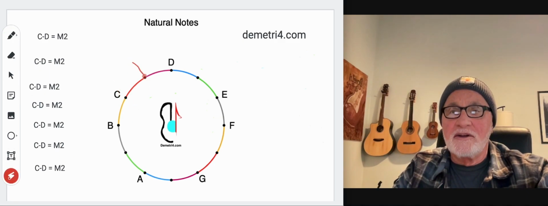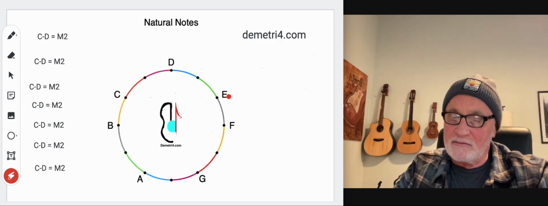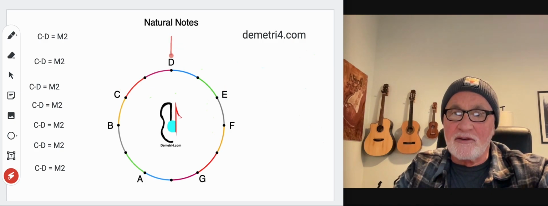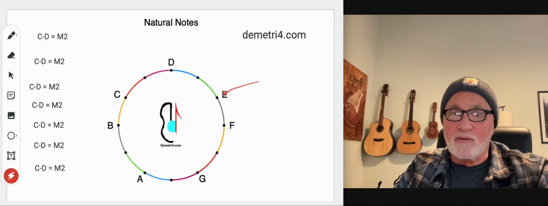1, 2, whoop, I did that wrong. 1, 2, 3. So C to E is a third. D to F is a third. D, 2, 3. D to F is a third. E to G is a third. 1, 2, 3. F to A is a third.